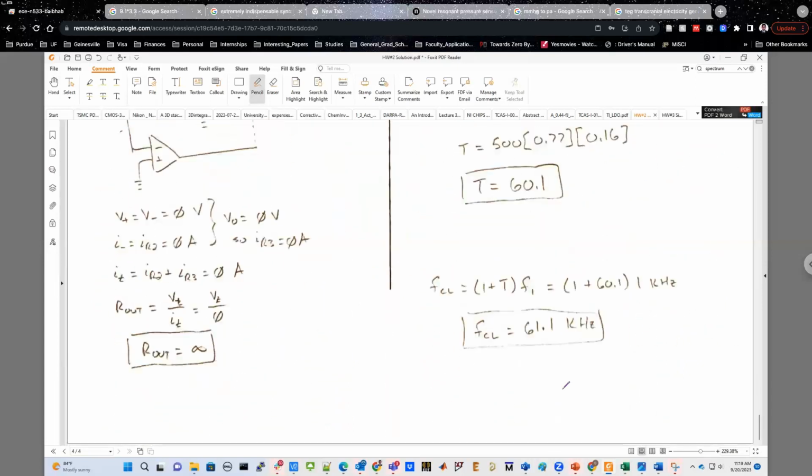All right. So let me know if you have more questions on homework number 2. Again, FCL can be found as 1 plus T times F1. And you'll see that even though your F1, or the open loop bandwidth, is 1 kilohertz, the closed loop bandwidth is about 60 kilohertz. Questions?